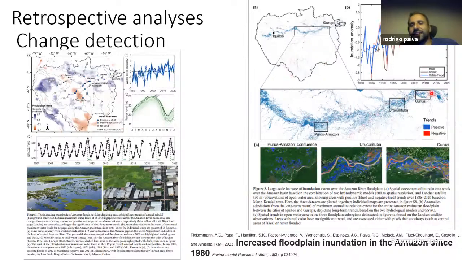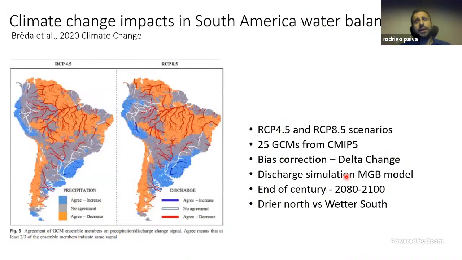That's what you see in this figure here. So this increase in flooding can cause dramatic changes in the ecosystems and the habitats that are found in the Amazon wetlands, because it will change, for example, the connectivity with the river and so on. And now the question is how this change can keep going in the future.